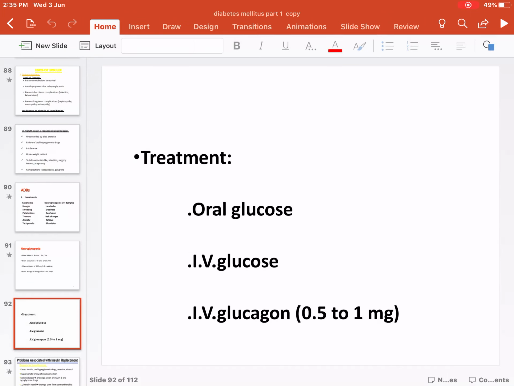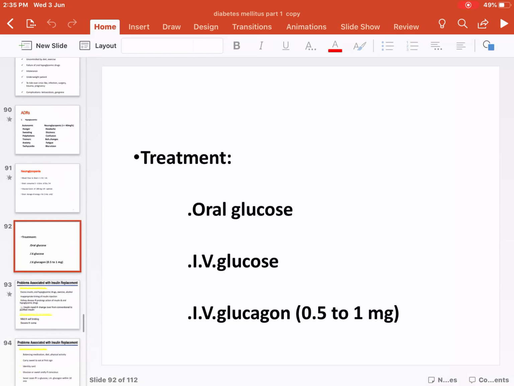So how do we treat a patient with neuroglycopenia? We have to give him oral glucose if he is conscious. If he is unconscious, we have to give him IV glucose, or if IV glucose is not accessible, we have to go with IV glucagon.